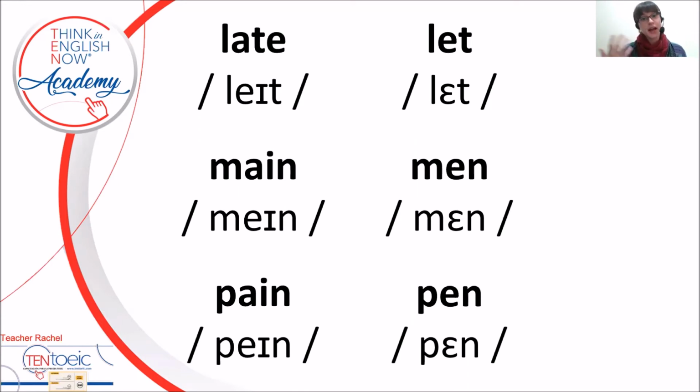Men is the opposite of women, so it's plural. Man is singular, men is plural. Men, opposite of women. Pain, it means something is hurting. It causes us pain. So I broke my leg. I had a lot of pain.